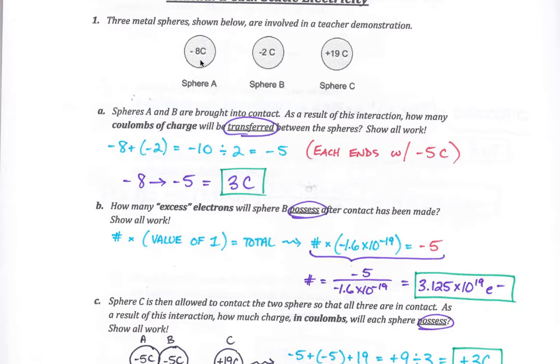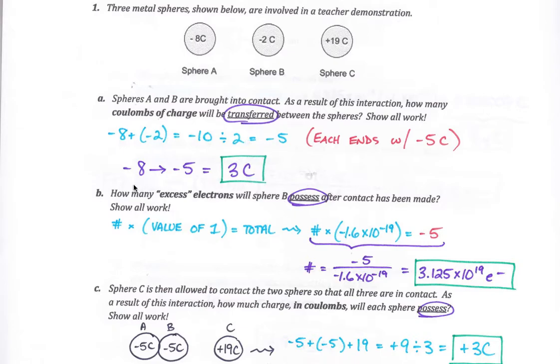So I use sphere A as my example, although you can use either. Sphere A went from -8 to -5, which is a transfer of 3 coulombs. So I had 3 coulombs of charge transfer in order to bring my -8 coulombs to my -5 coulombs. You could look at the same for B. B went from -2 to -5, which is still a change of 3. It doesn't matter which one you look at. You just have to realize that transfer is the number that actually jumps from one to the other, and possess is how many they actually have at the end.